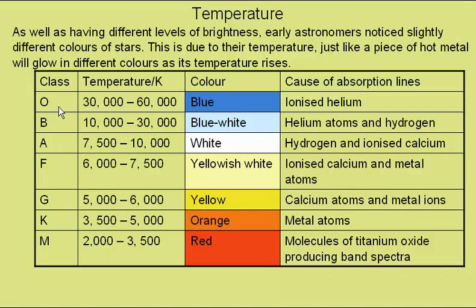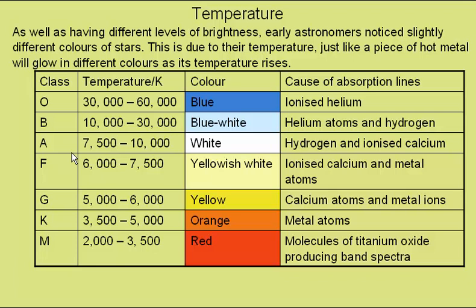An O-class star would have a temperature between about 30 and 60,000 Kelvin. It would be blue in colour, and the absorption lines would be caused by ionized helium in its outer atmosphere. A B-class star would be between about 10 and 30,000 Kelvin, bluey white in colour, and the absorption lines would be caused by helium atoms and hydrogen in the outer atmosphere.